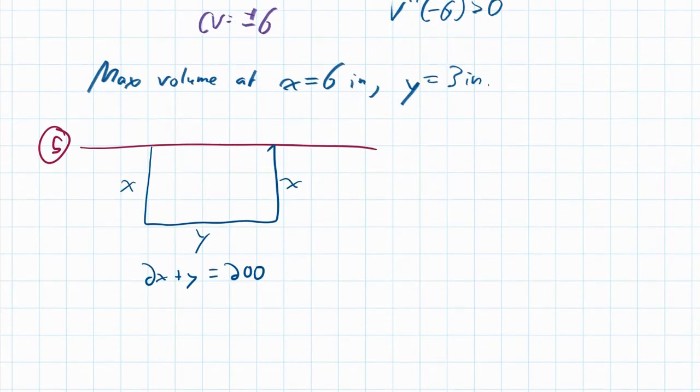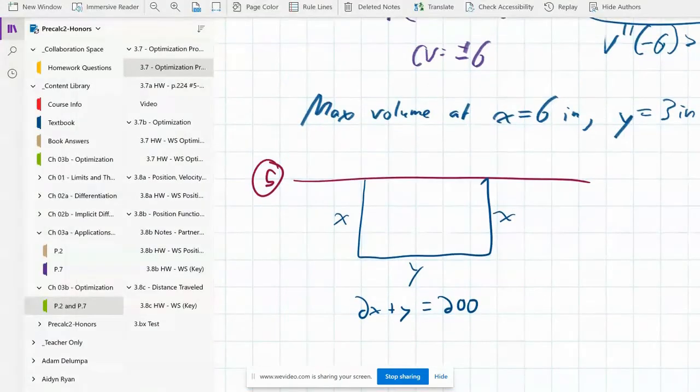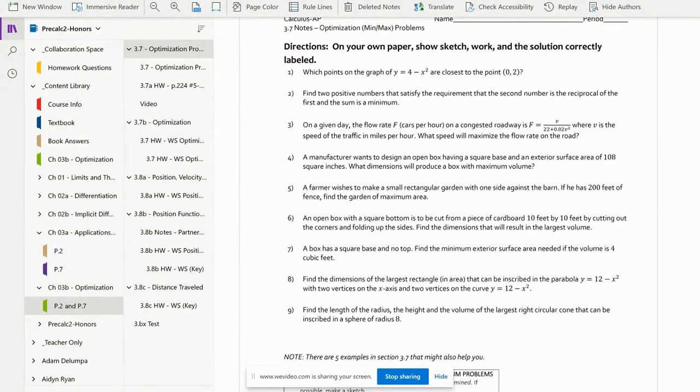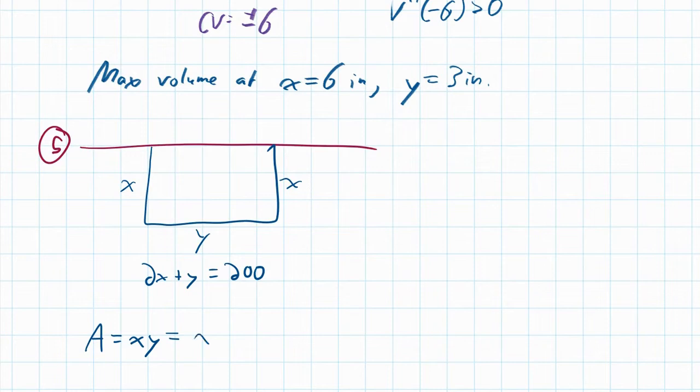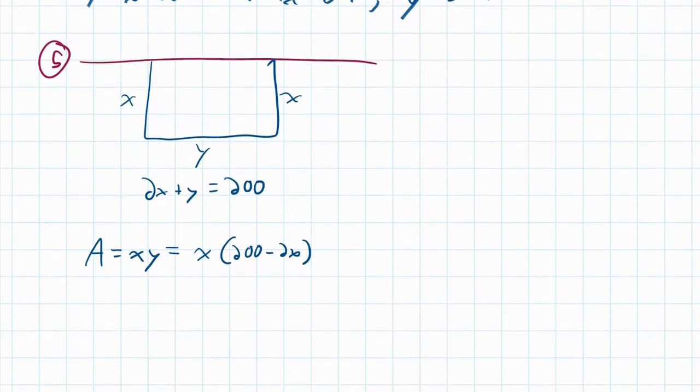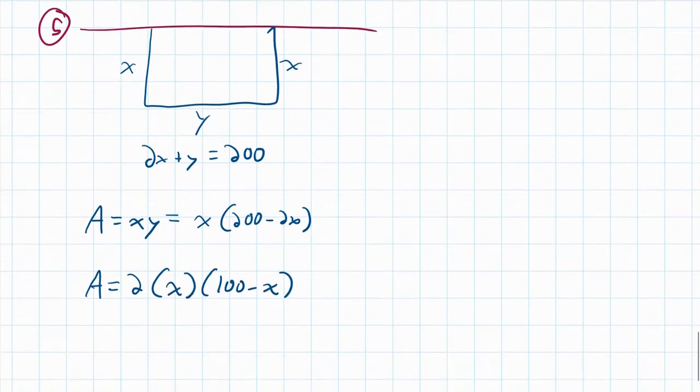If I want to max the area, then I create an area function that's equal to xy, but I want to express that in terms of just x or just y. We'll just pick x because it's going to be easier. That's 200 minus 2x. So area is equal to, I'm going to factor the 2 out, 2x times 100 minus x, just to make life a little bit easier.